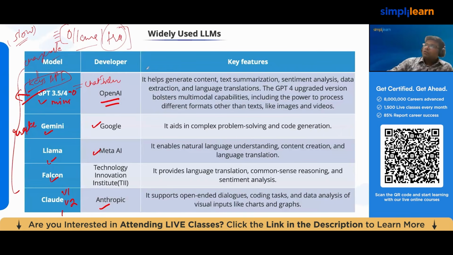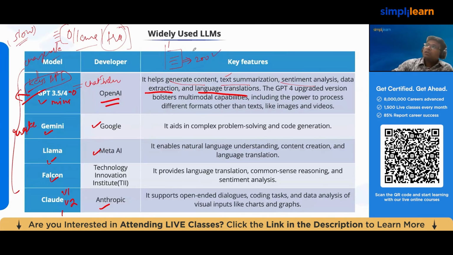Okay, so now the features. It will try to generate content, text summarization, sentiment analysis, data extraction, and language translations. These are some of the features. If we want to do text summarization, let's say I have a text and I want to generate a summary out of it, it will try to give you the summary. Let's say you have a chapter, a book, in which you don't want to read the whole chapter. You just fill in all the data and ask in a prompt that you want a summary in 2000 words or 200 words, and it will try to give you the summary.